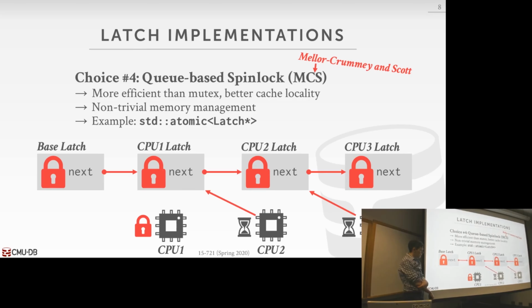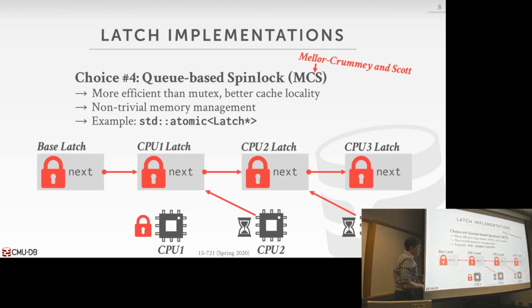Yes. If CPU 1's latch is released and there's a CPU 4, does it go to the base latch and traverse the chain again? So the question is, if I release this and 4 shows up, where do they follow? Yes, the lines are kind of bad. This thing is actually spinning on this because it's waiting for this pointer to get set back to 0. So everyone always has to start here and traverse along.